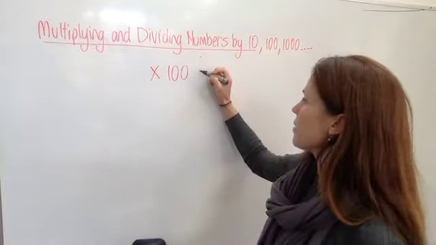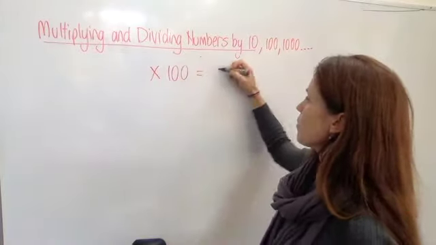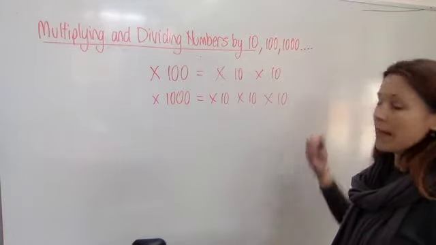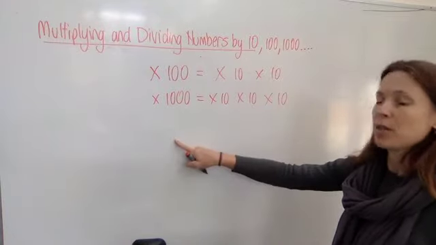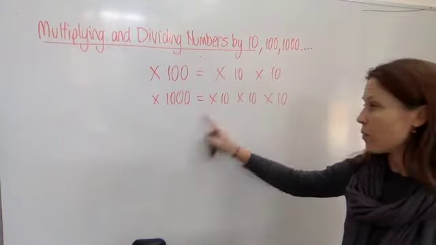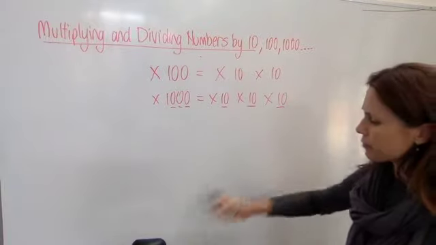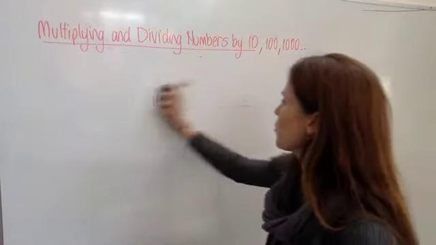Now, if you multiply a number by 100, that's the same as multiplying it by 10 and then multiplying it by 10 again. And if you multiply by 1,000, that's the same as multiplying it by 10, multiplying it by 10 again, and then multiplying it by 10 again. You can multiply by much bigger powers of 10, of course, by doing the exact same thing. And however many zeros they have, that's how many times you're going to move your decimal place. And you can move it by multiplying or dividing.